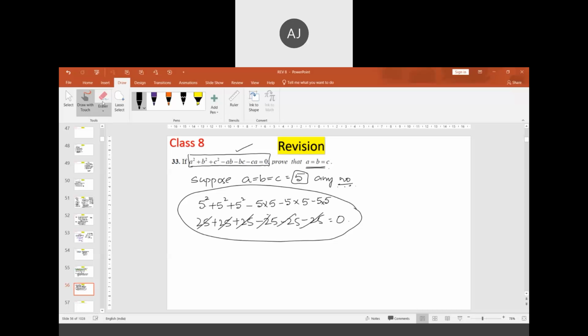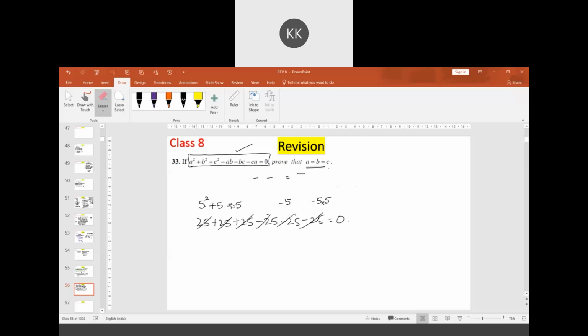Sir, if we take different values of A, B, and C, or a different value if you take, you cannot get equal. Because it is mentioned that A is equal to B is equal to C is equal to 0, you have to prove it, sir.